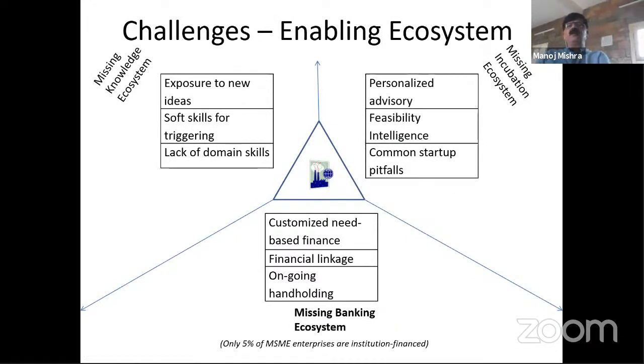Okay, let us begin with the enabling ecosystem part. First of all, I'll try to look at three different domains. One is the knowledge ecosystem. The second one is the incubation ecosystem. And the third one is, of course, the missing banking ecosystem. It's very easy to write and relate it, but let us try to understand why I am speaking about this and what is the reason we are talking about all this. Let us start with the missing knowledge ecosystem.